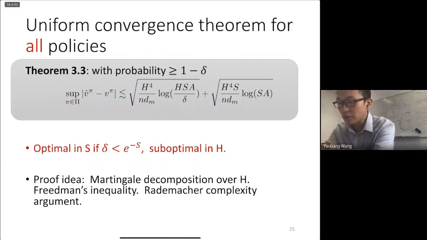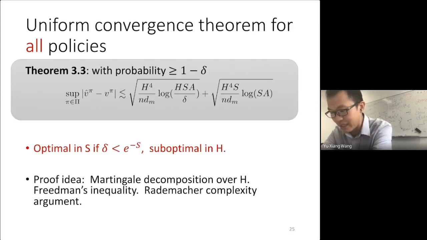Okay, so the first uniform convergence theorem is the following. For all policies, we can bound the terms using some kind of Rademacher complexity style argument, and then get a bound with high probability with these two terms. In the first term, we get the log 1 over delta, and we get H to the fourth, without additional dependence on S and A. On the second term, unfortunately, we need to blow up both H and S by a factor.